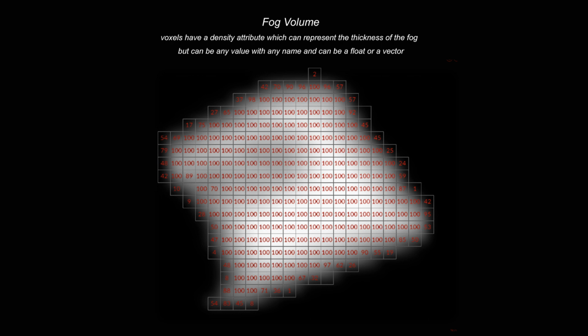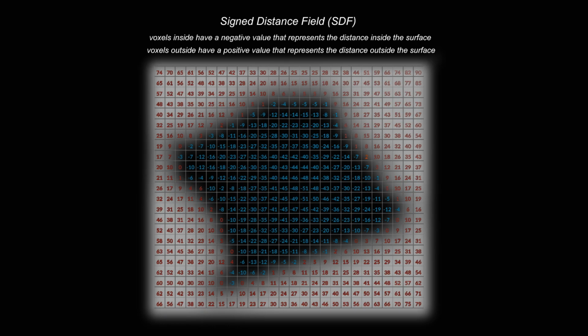But there's also another way of displaying volumes, which is to again give each point a value, but this time it uses a surface and it gives you the distance. Each voxel has a value that tells you how far inside or outside that surface it is. And the two ways of holding this information are useful for different types of things.